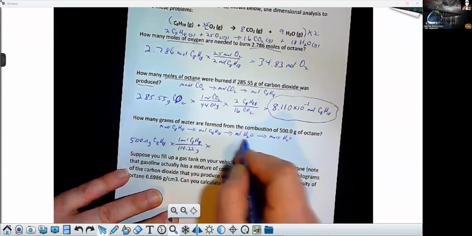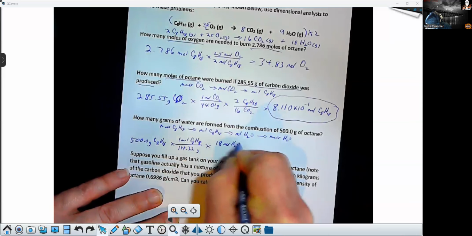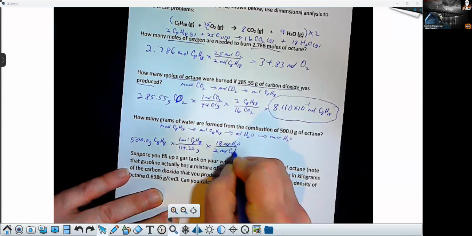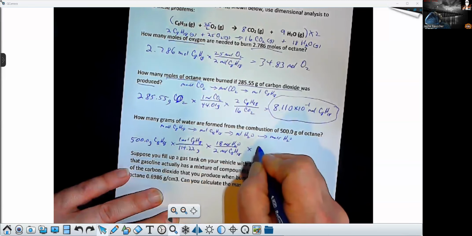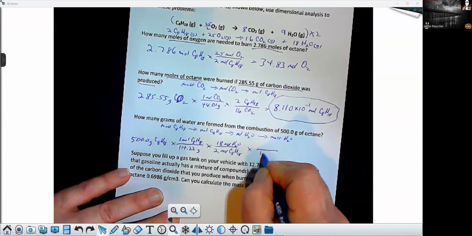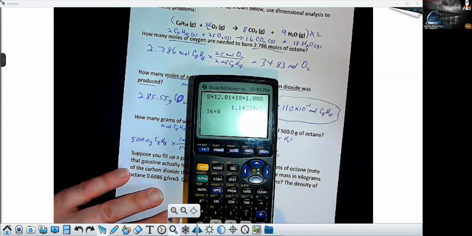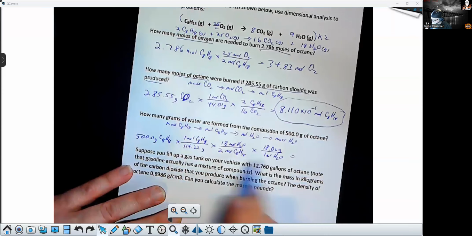Now we need to go from moles to moles. This is going to be moles of water. We have 18 moles of water, 18 mole H2O for every 2 moles of octane. So 2 mole octane. And now we want to go from moles of water to mass of water. We need to use the molar mass of water. So we want the moles to cancel out. So that'd be 1 mole H2O. And that's going to be 16.00 for oxygen plus 2 times 1.008 for hydrogen. And that gives us 18.02 grams. And there's our calculation. So we went all the way to mass, right?